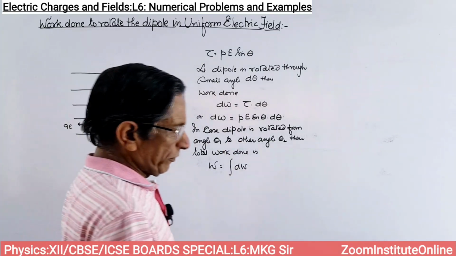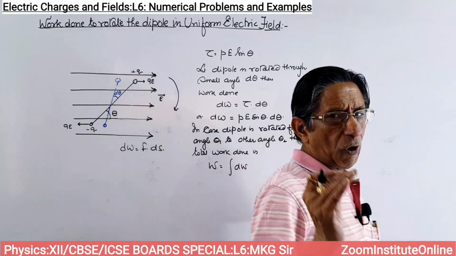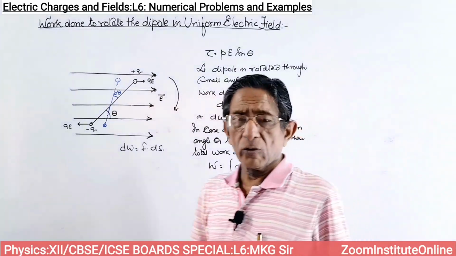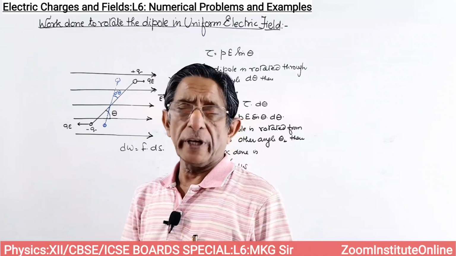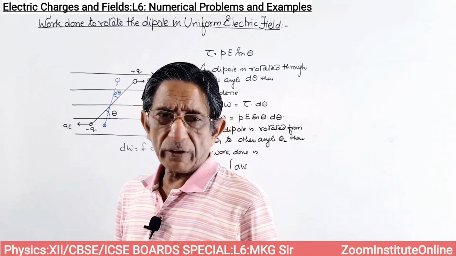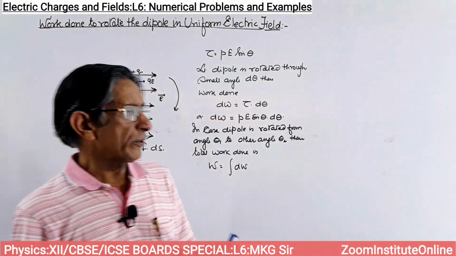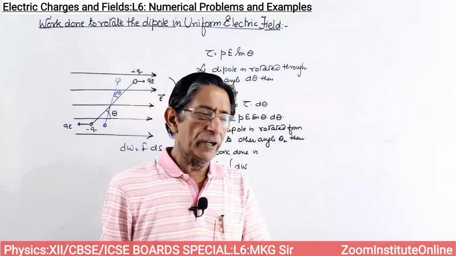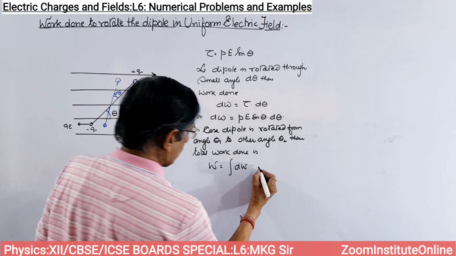Remember dear students, when in physics a small quantity is given and you have to calculate the total, we shall always integrate it. In case we are given a small quantity and we have to calculate the total, then we shall integrate it. So this is integral dW.